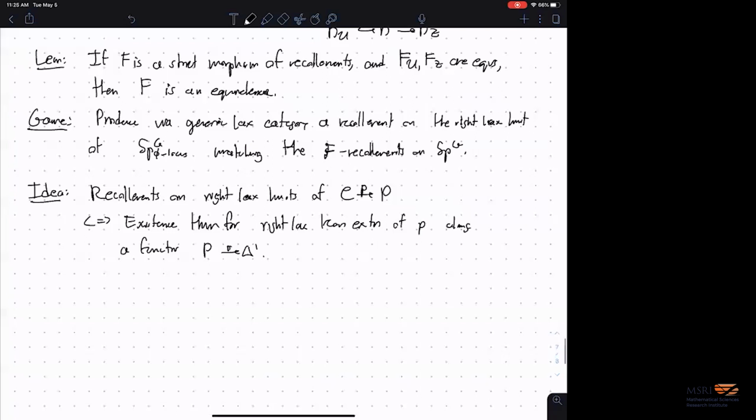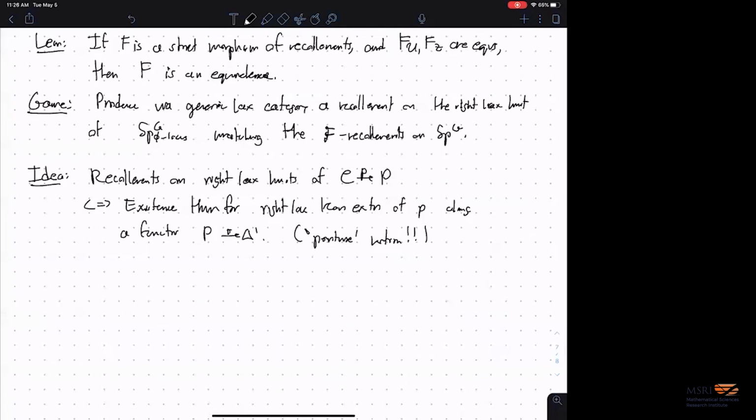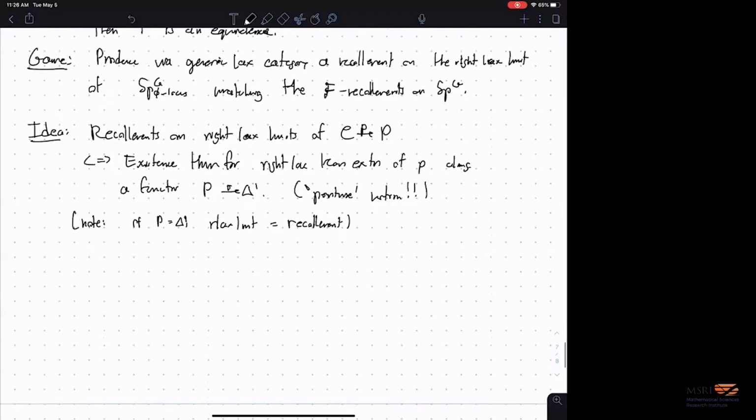Moreover, I should emphasize that this is the pointwise notion. In particular, the right lax Kan extension in question is computed by an actual formula, which will give me a formula for the gluing functor on the recolement. So just to say why this is, just note again that if P itself is Δ¹, then the right lax limit is a recolement, basically, at least when I have finite limits and preservation of finite limits everywhere in sight.